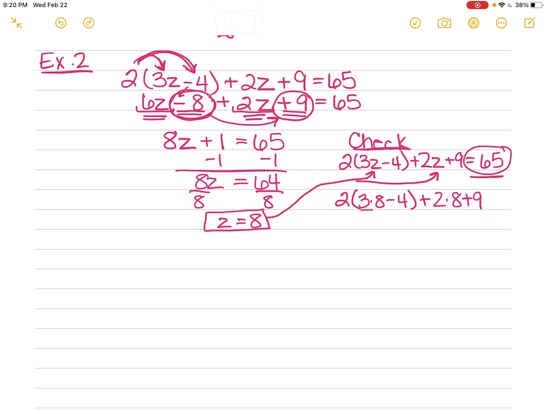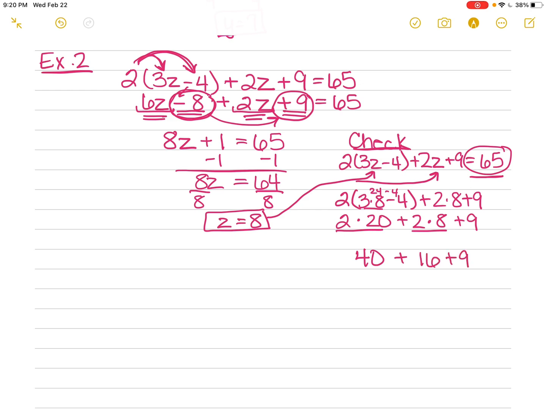So first we have to do inside the parentheses. So we would do the times first. 3 times 8 is 24. Minus 4 is 20. So I have 2 times 20 plus 2 times 8 plus 9. So now I'm going to do my times, this times and this times, because they're separated by that plus sign. So 2 times 20 is 40, plus 2 times 8 is 16, plus 9.